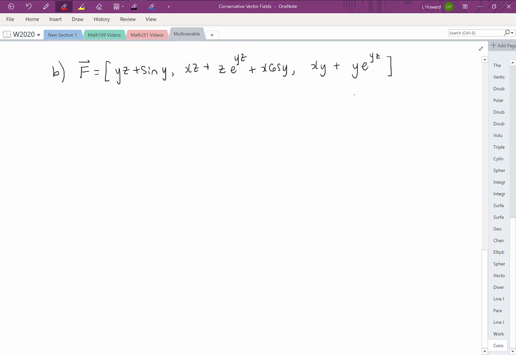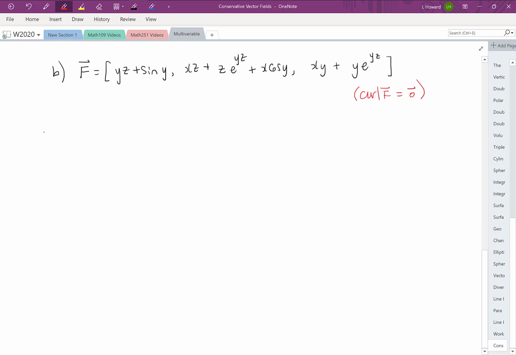So if someone is asking us to find a potential for this vector field, then that tells us that this vector field must be conservative. But if for some reason we wanted to convince ourselves that it was conservative, you could check that the curl of the vector field is equal to the 0 vector. I would say that's unnecessary, but that's just for the purpose of practicing our definitions here.